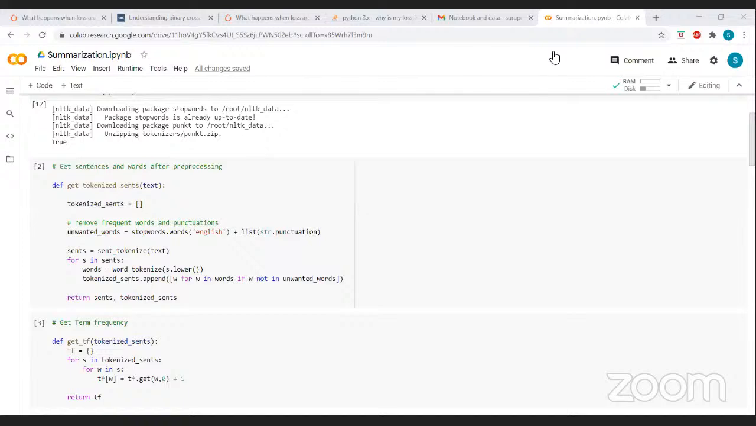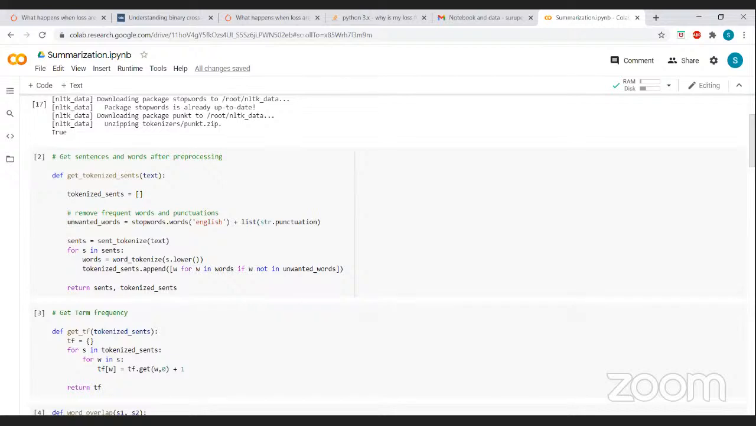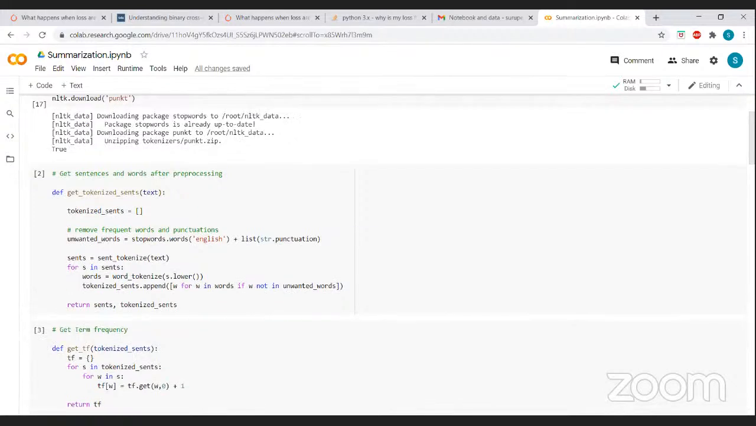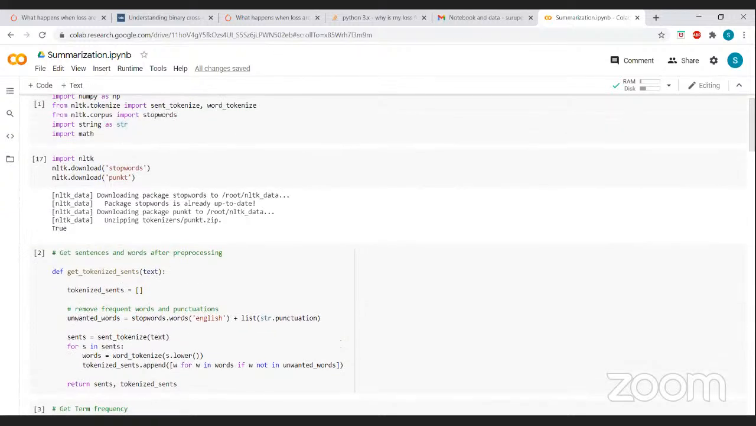So what you can start with is just read a file. Read one of the text files and try to generate summaries using the frequency method, the degree centrality, and the power method. Okay, just try to use the existing methods and try to generate summaries and see how it works.